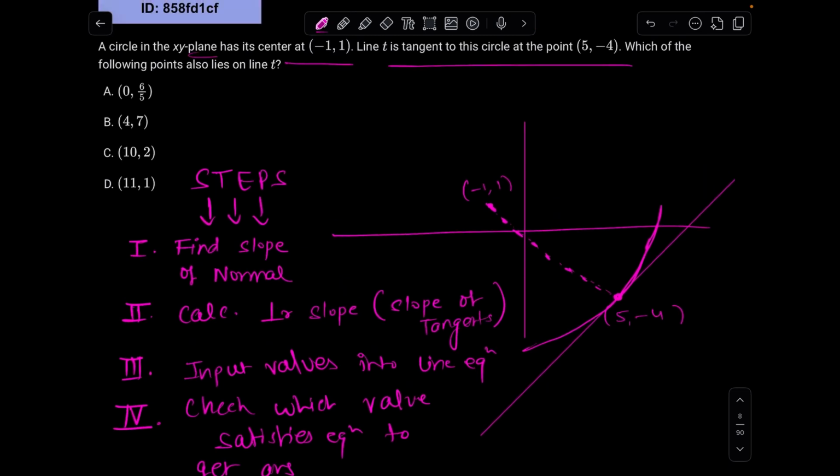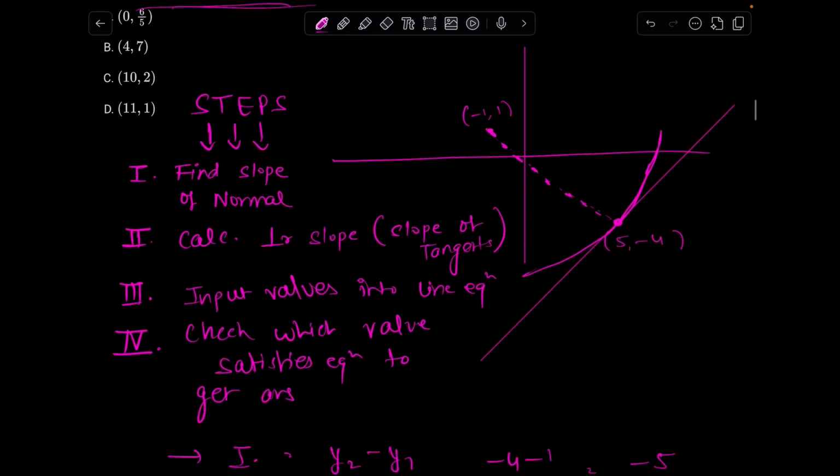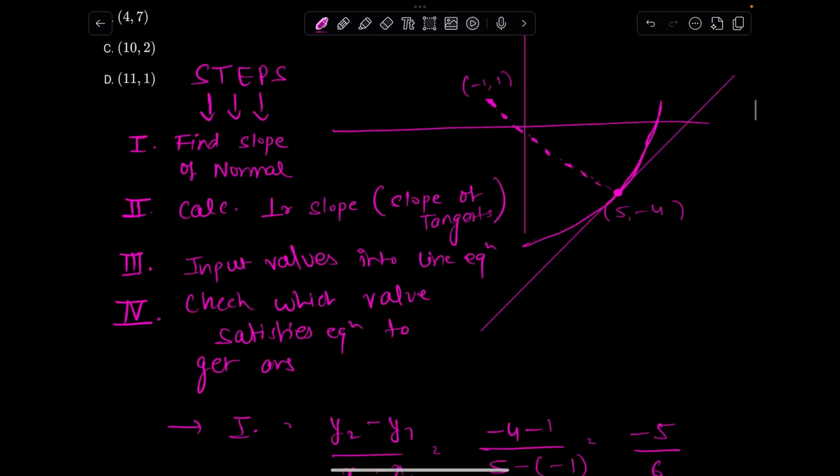Okay, a circle in the xy plane has its center at negative 1, comma 1. Line T is tangent to the circle at 5, comma negative 4. Which of the following points also lie on T? Okay, so this is a relatively big question. So we are going to be following these four steps.